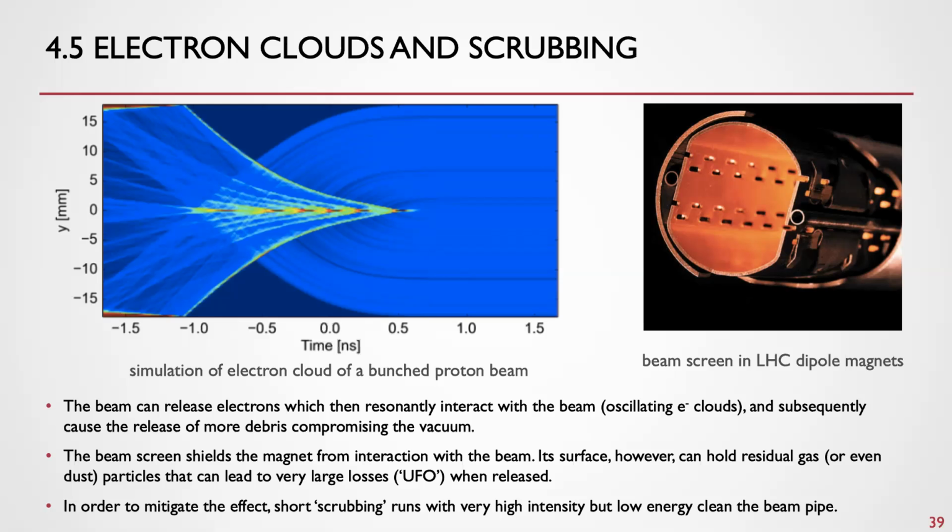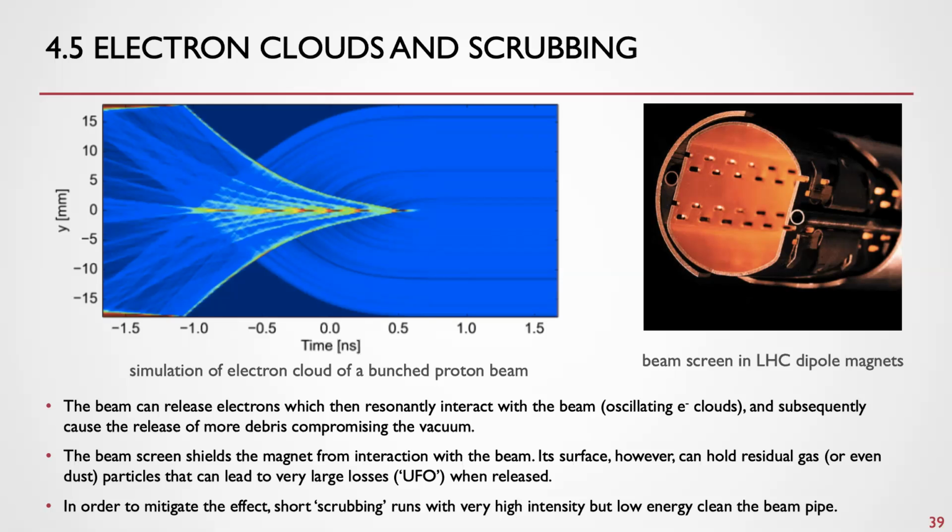Fortunately, there are ways to mitigate it. One can inject very large bunches at low energy and drive this electron cloud on purpose, and the low energy then causes less dramatic beam interactions, and in this way remove the debris from the beam pipe. These are called scrubbing runs. So it's just like the chimney sweep, Rauchfangkehrer.